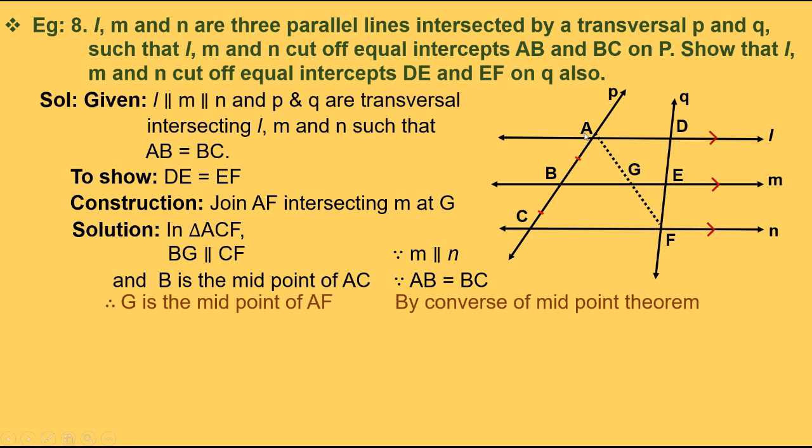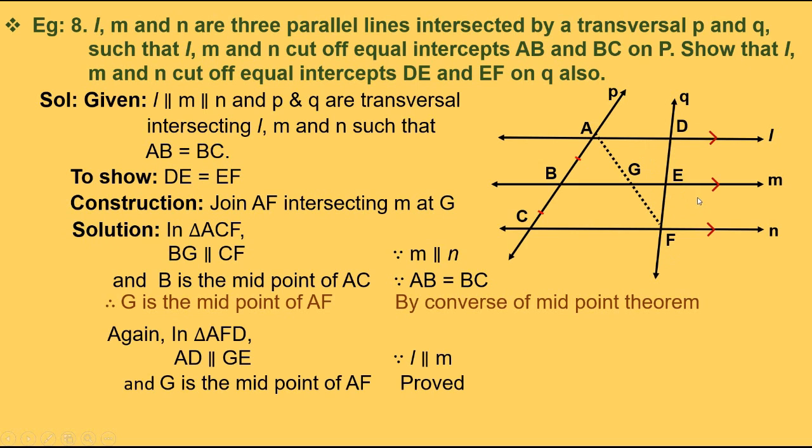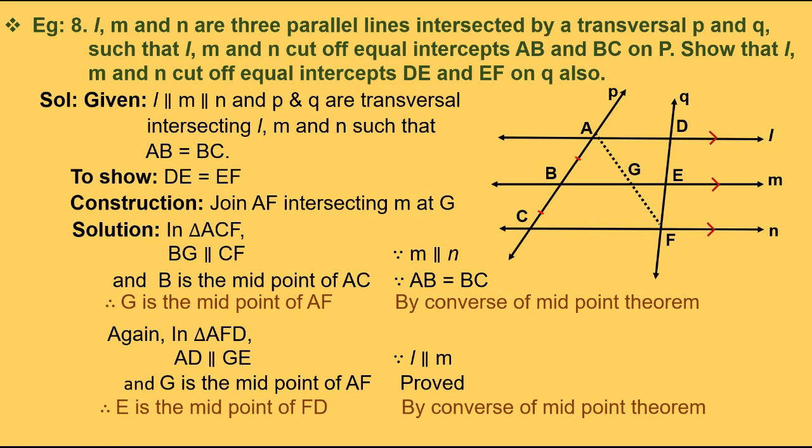Again, in triangle AFD, AD is parallel to GE since L is parallel to M, and G is the midpoint of AF, proved. Therefore, E is the midpoint of FD by converse of midpoint theorem. This implies DE is equal to EF. So we showed that L, M and N cut off equal intercepts DE and EF on Q also.